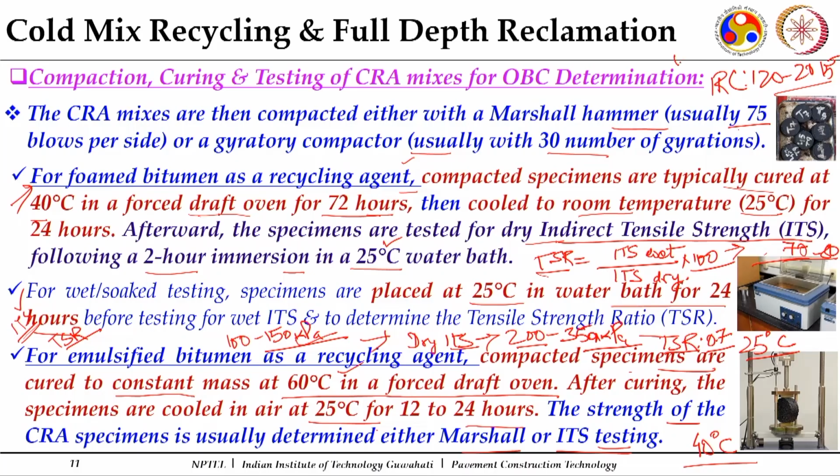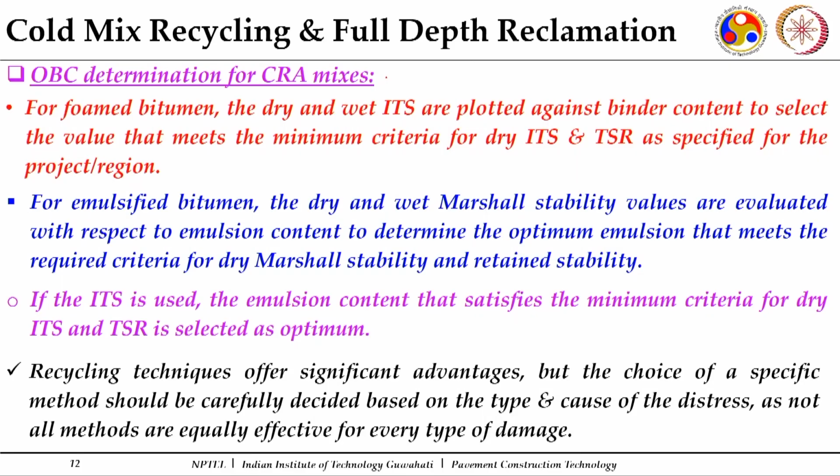So, depending upon the requirement of the project specification, which is region specific, the optimum binder content is the binder content which meets the requirements of TSR, ITS and Marshall stability. From those 3 to 4 different trial binder contents, one has to be chosen, and that forms your optimum binder content. So, this is a brief discussion on the different aspects related to the design of cold recycled mixes.